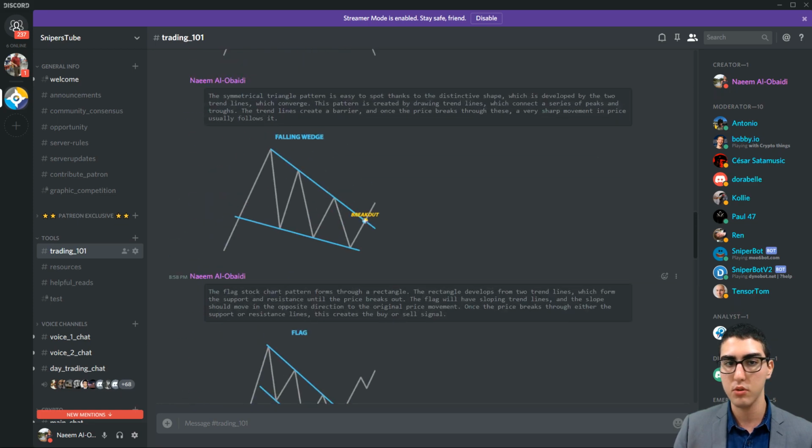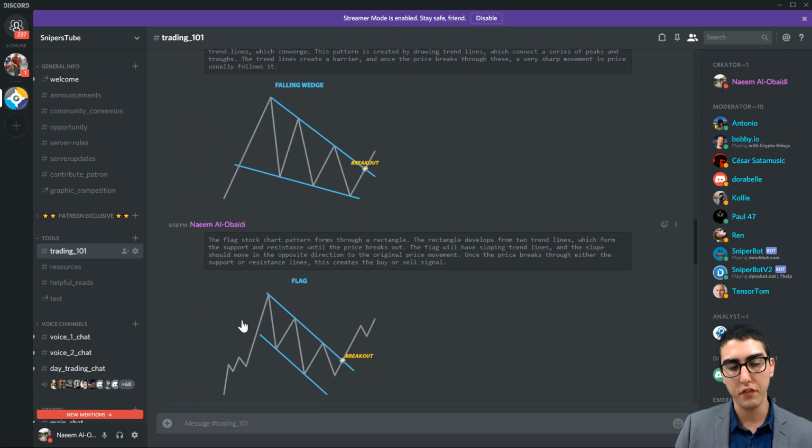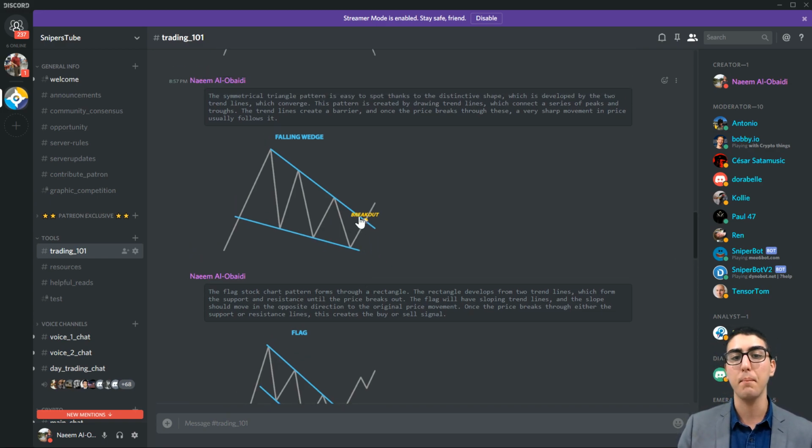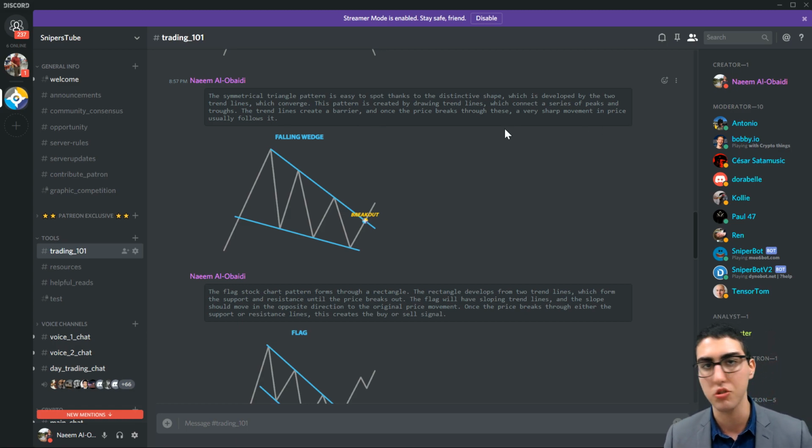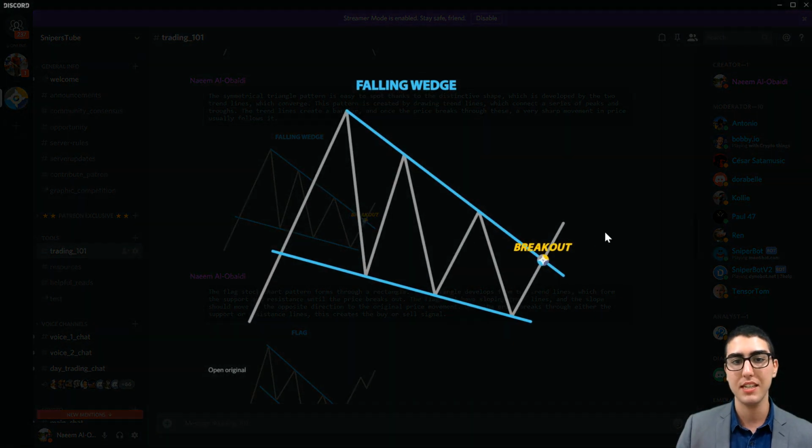You can see the difference between a falling wedge and a flag. The flag has that rectangular look, while that falling wedge has that converging line coming into that support level. So this is a breakout pattern just like the flag is. The symmetrical triangle pattern is easy to spot thanks to the distinctive shape, which is developed by the 2 trend lines which converge. This pattern is created by drawing trend lines which connect a series of peaks and troughs. The trend lines create a barrier, and once the price breaks through these, a very sharp movement in price usually follows it. So that's exactly what we're seeing here, the falling wedge.